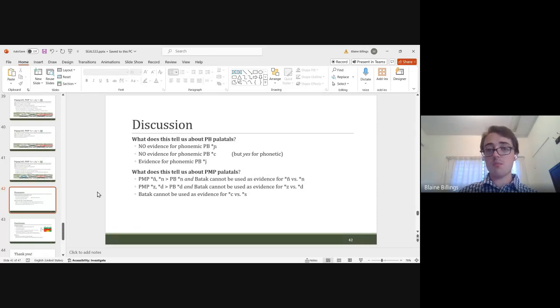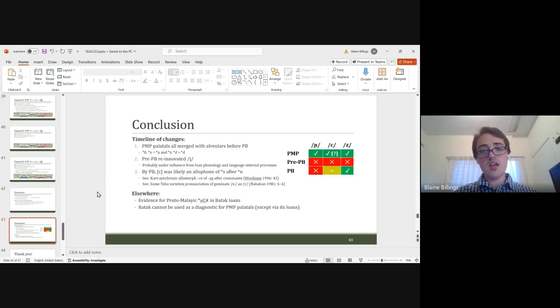And what does this tell us about PMP palatals? Well, the nasals merged, and Batak cannot be used as evidence for a palatal versus alveolar nasal distinction. And the voiced alveolar stop and the voiced palatal affricate merged, and Batak, again, still cannot be used as evidence for a distinction between the two. And then finally, Batak cannot be used as evidence for C versus S, since there is never a distinction made in clear, non-loaned lexicon.